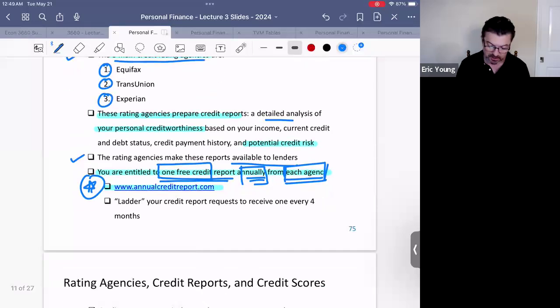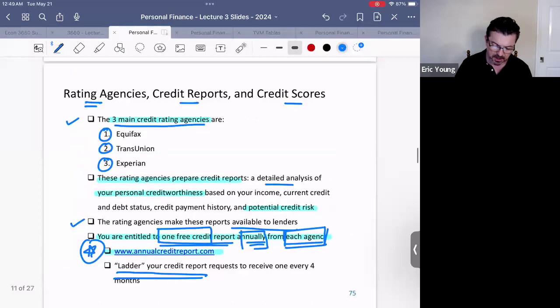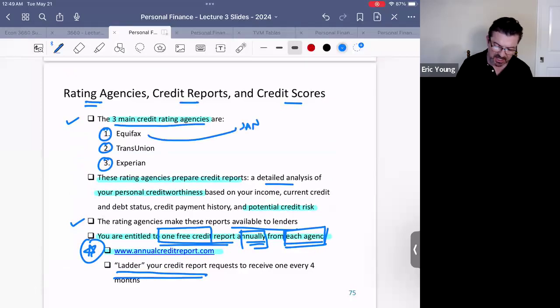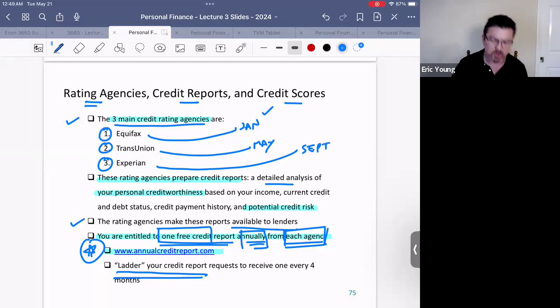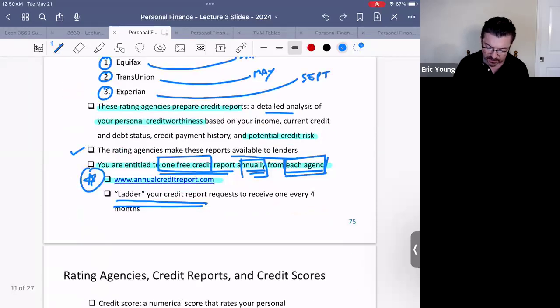I think a better approach, though, is what we call laddering. Think about this. If you're able to get one free report per company per year, maybe you request Equifax in January, then you request TransUnion in May, then you request Experian in September. Then October, November, December, January, it's a new year, and you request the first one again. So if you follow the laddering strategy, you can actually get a free report every 4 months. You're just staggering who it comes from.